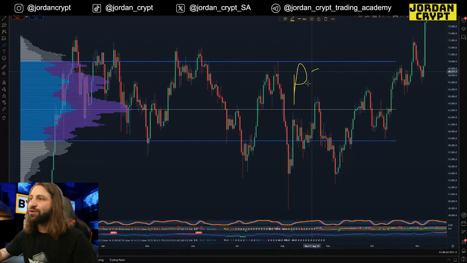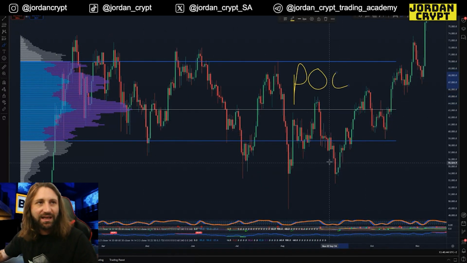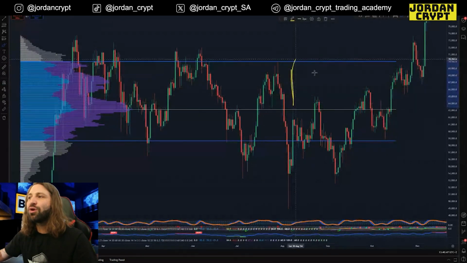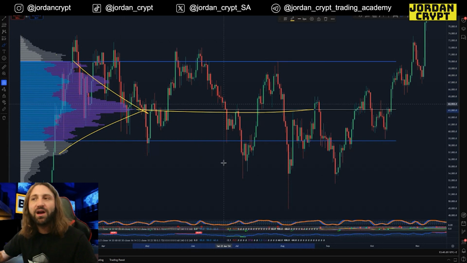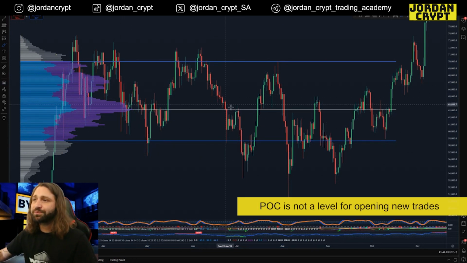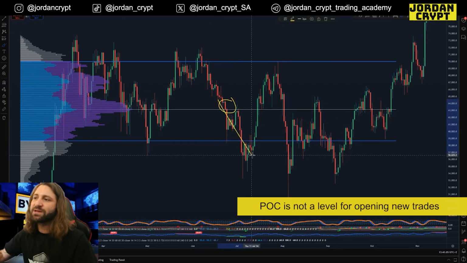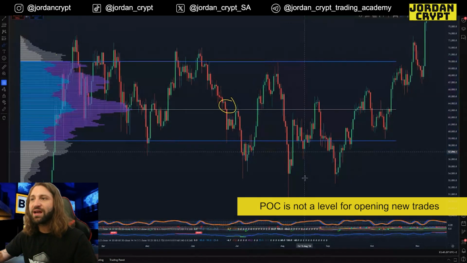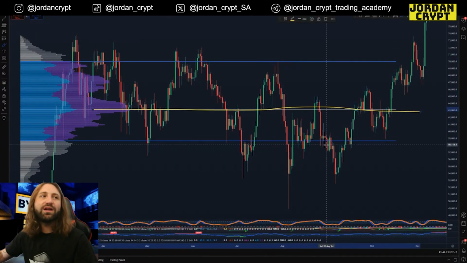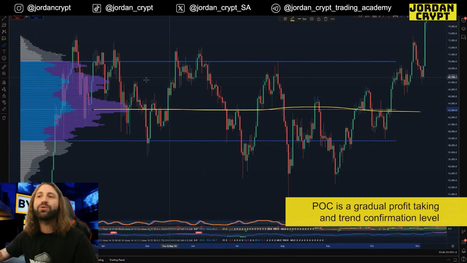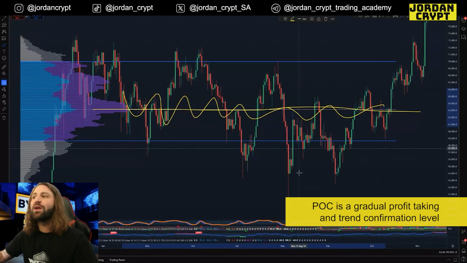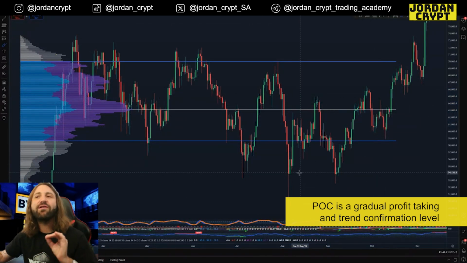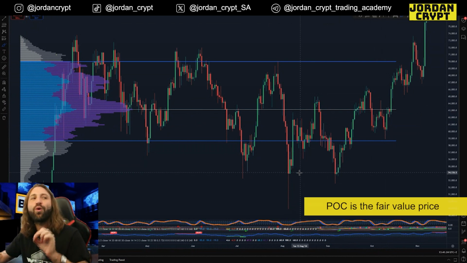And this level is known as your POC. It is your point of control. The point of control is not where you open your trades. The point of control will tell you whether you are continuing to the downside or the upside. This is where you take major profits. It is not where you open your trades. This is a no trading zone in terms of opening trades because that is actually the fair value price for this asset in this range.